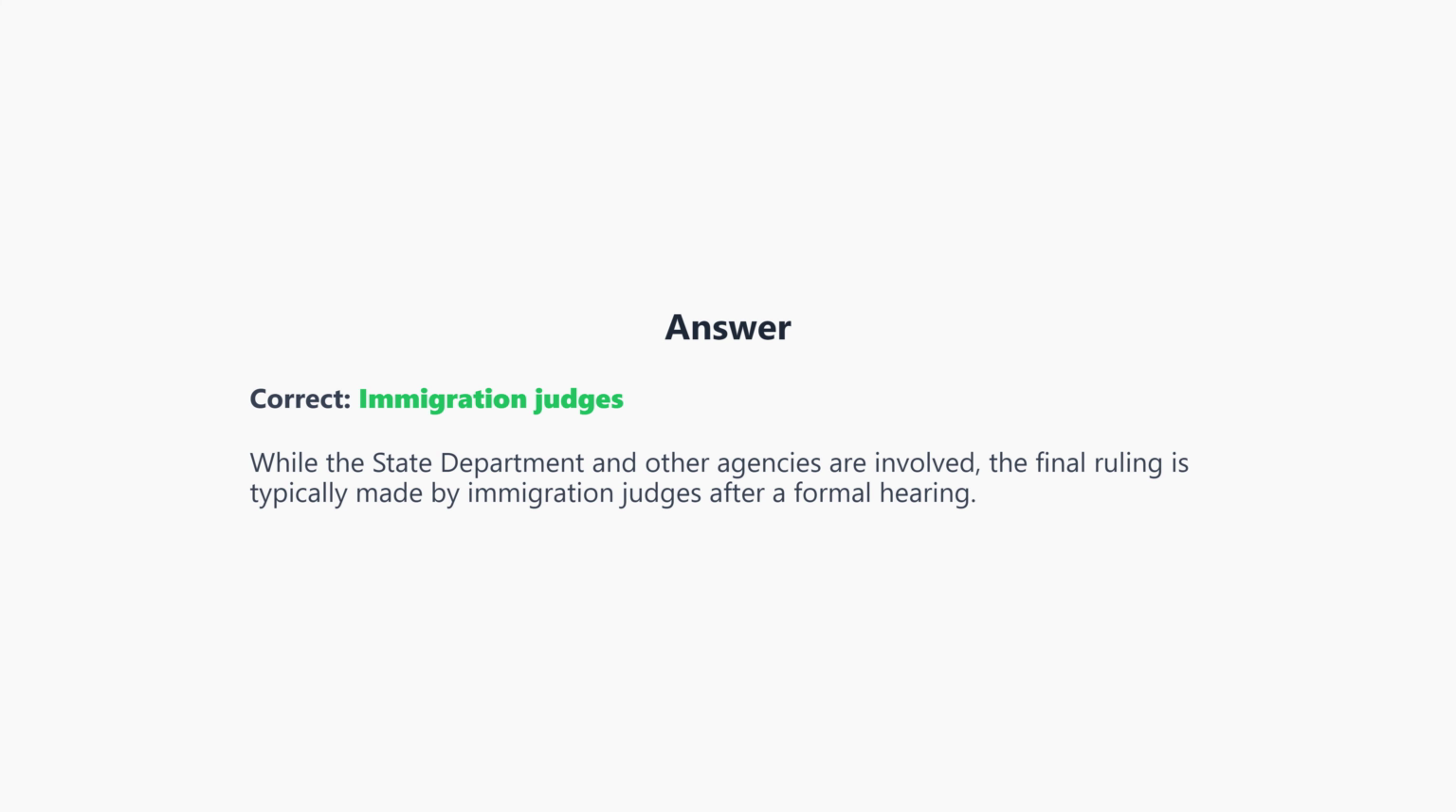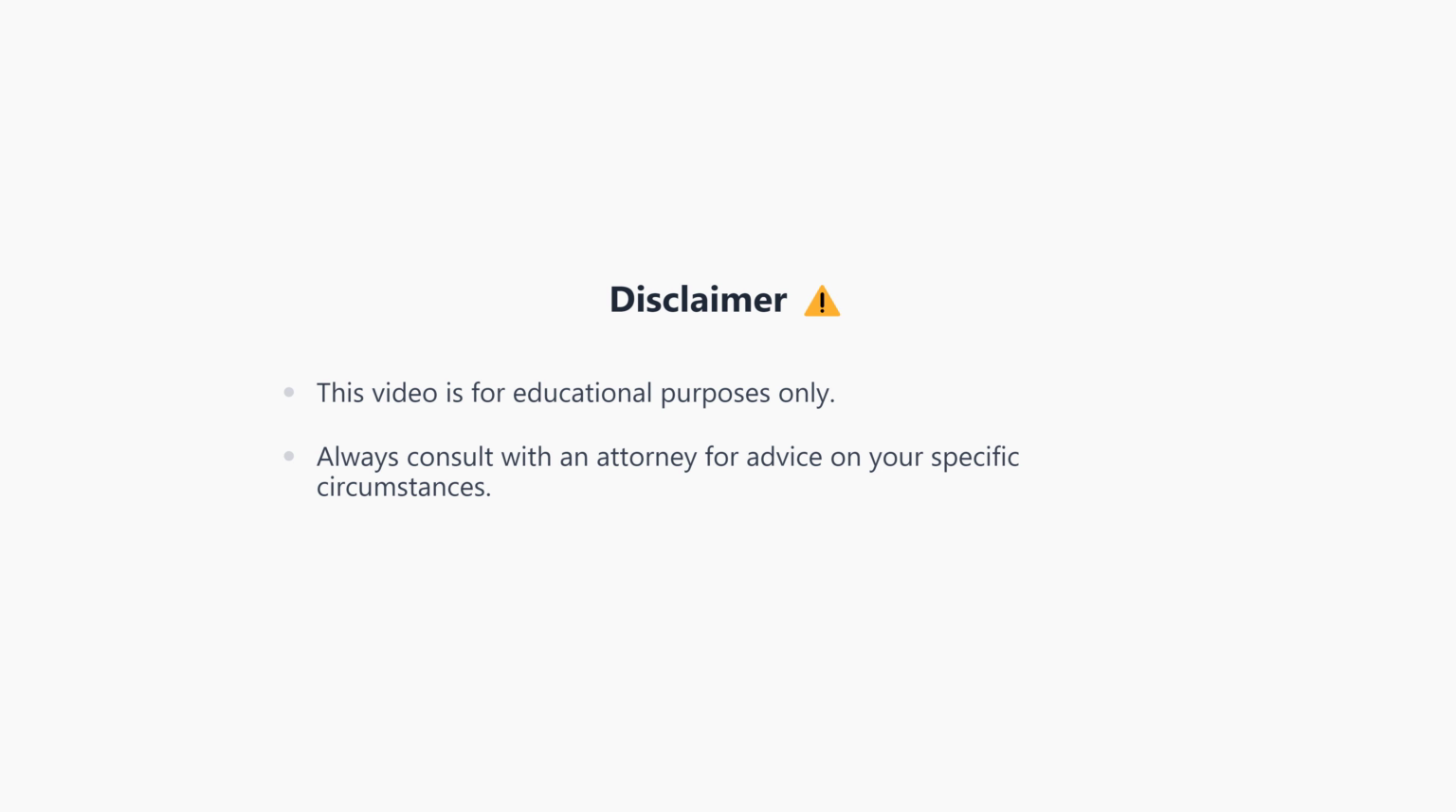The correct answer is immigration judges. While the State Department and other agencies are involved, the final ruling is typically made by immigration judges after a formal hearing. Before we close, it's important to highlight a disclaimer. This video is intended for educational purposes only and should not be construed as legal advice. For advice regarding your specific circumstances, always consult with a qualified immigration attorney.